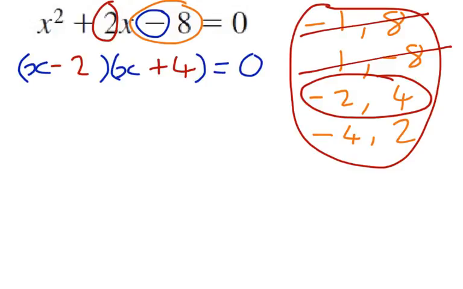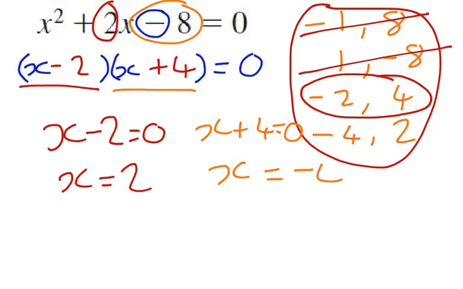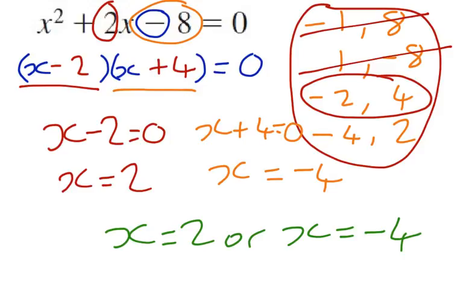Now we solve the equation as we did before. Look at two brackets individually. x minus 2 equals 0, so x equals 2, and x plus 4 equals 0, so x equals minus 4, which gives us our final answer of x equals 2 or x equals minus 4.